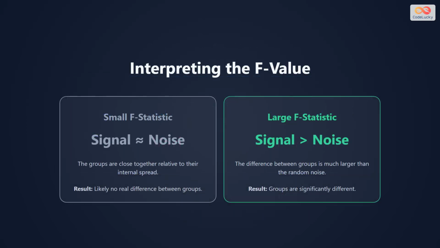So, what does the result tell us? If you get a small F value, it means the signal is about the same size as the noise. The groups are likely not that different. But if you get a large F value, it means the signal is much stronger than the noise. The difference between your groups is significant compared to the random scatter. This suggests that the groups are truly different.